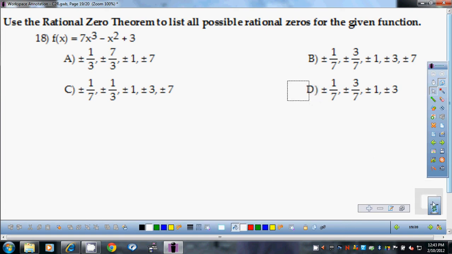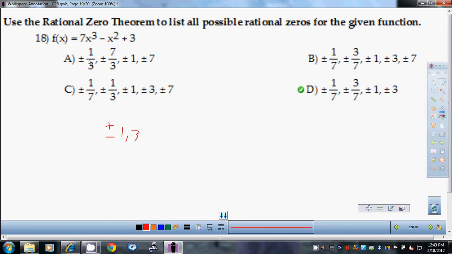Didn't that say not that? You're right. P's, positive and negative 1 and 3. Q's, plus or minus 1 and 7. So, when you set those up as fractions, that'd be 1, 3, 1/7, and 3/7. That would be D. P's over Q's.